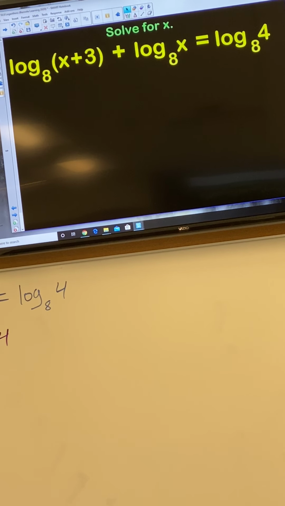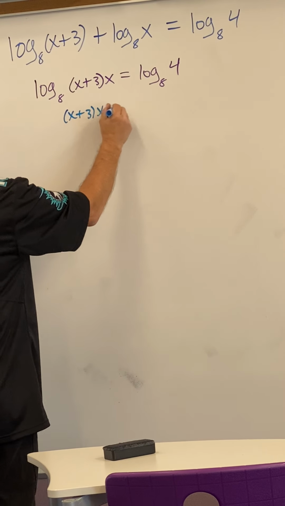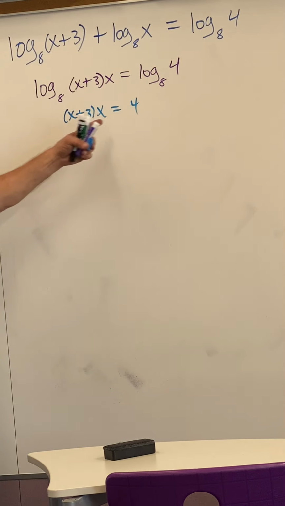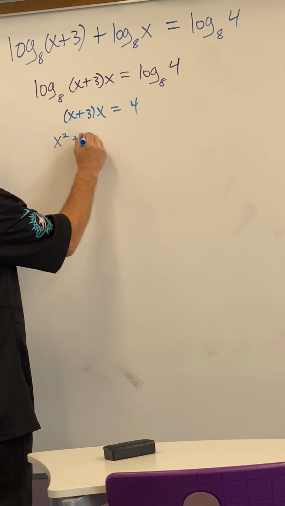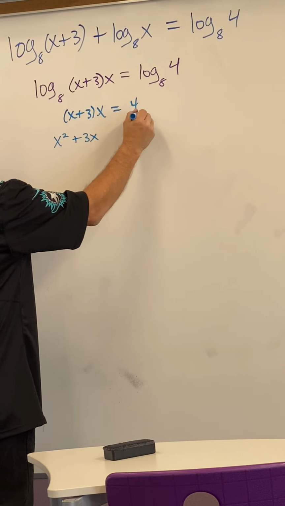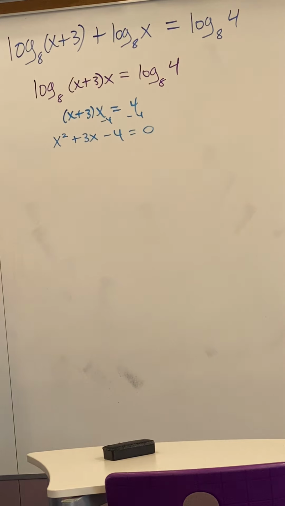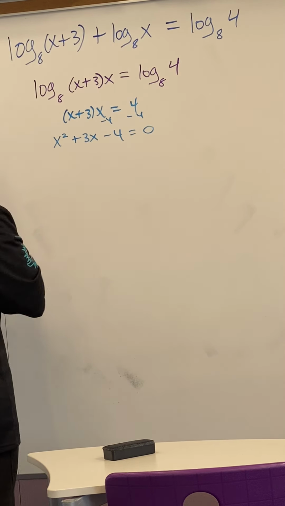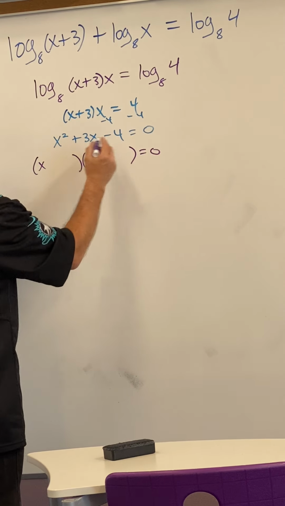Now, log base 8 of this equals log base 8 of that. So drop the logs, and I get x plus 3 times x equals 4. I just distribute: x squared plus 3x, and might as well minus 4 from both sides, so minus 4 equals 0. There's my quadratic equation. Hopefully I can factor it. Most of these you'll be able to factor. It's possible there might be one or so that you can't, but most of them end up factoring.